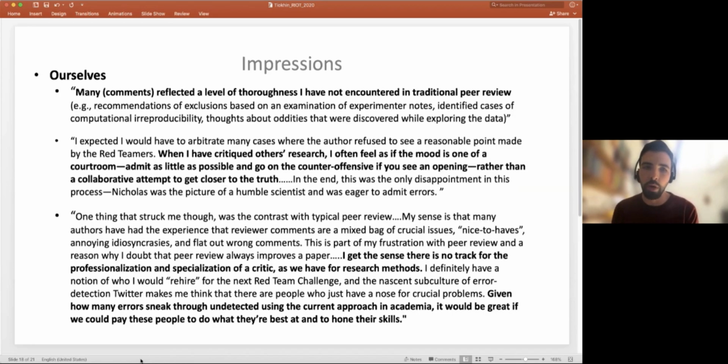We also had some comments on this. As I mentioned, there was a 3-part blog series about this where all of us wrote of our impressions from participating in this. So Nick wrote that many of the comments he received reflected a level of thoroughness that he hadn't encountered in traditional peer review. Again, substantiating the idea that the red team did a much better job than we were typically used to in peer review.